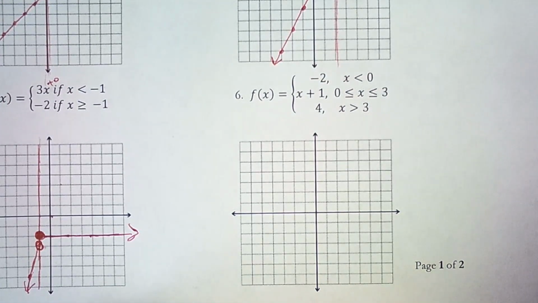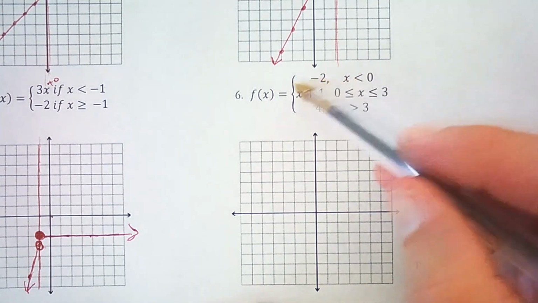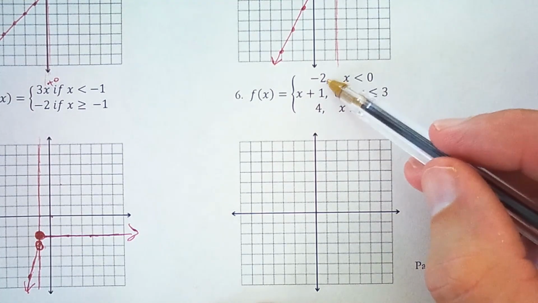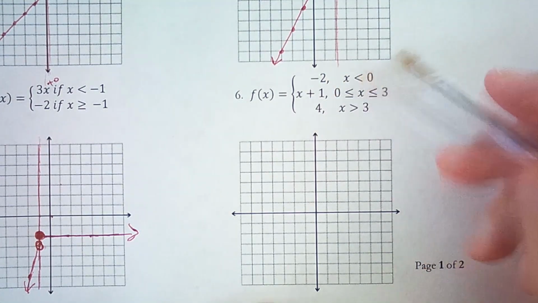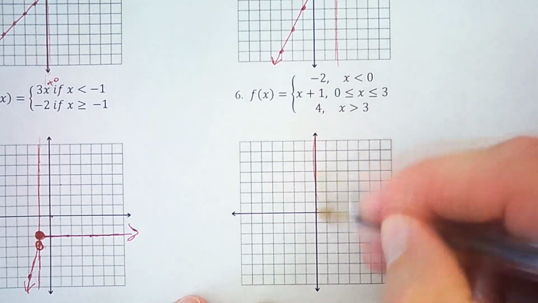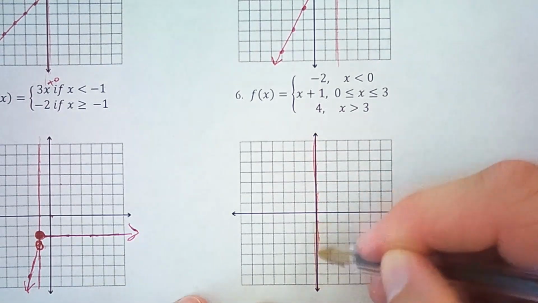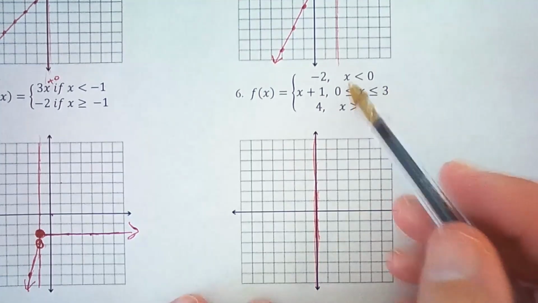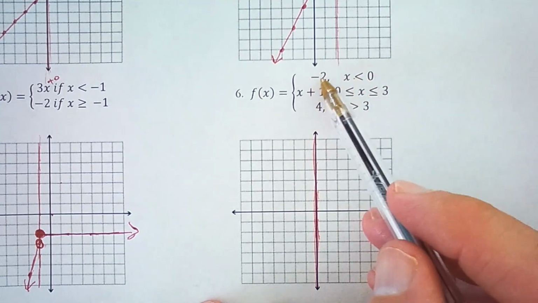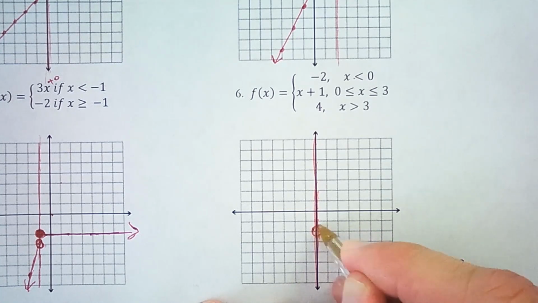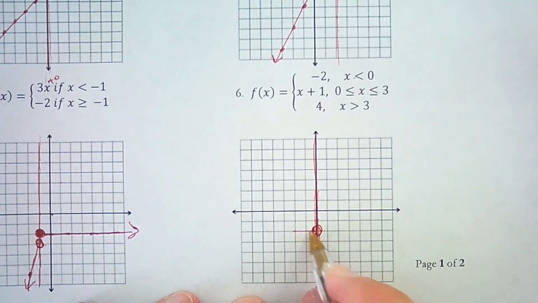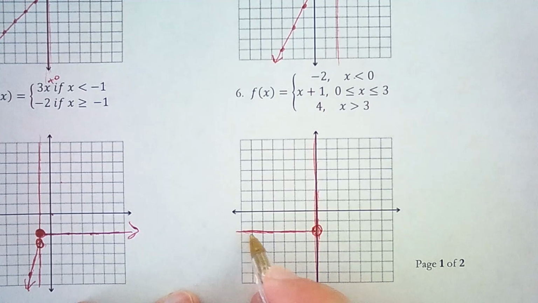And our last graph has 3 pieces. So here we're going to graph y equals -2. So that's a horizontal line, but only to the less than side of x equals 0. So here's our dividing line here. So only to the left, so less than 0, we can graph y equals -2. So y equals -2, I'm going to put a circle right here, and I'm going to graph that horizontal line to the less than side, the left side.